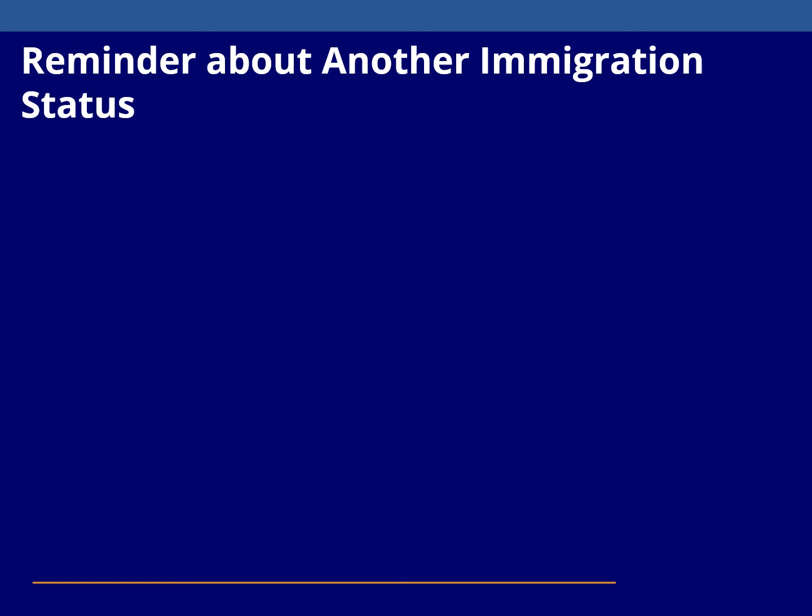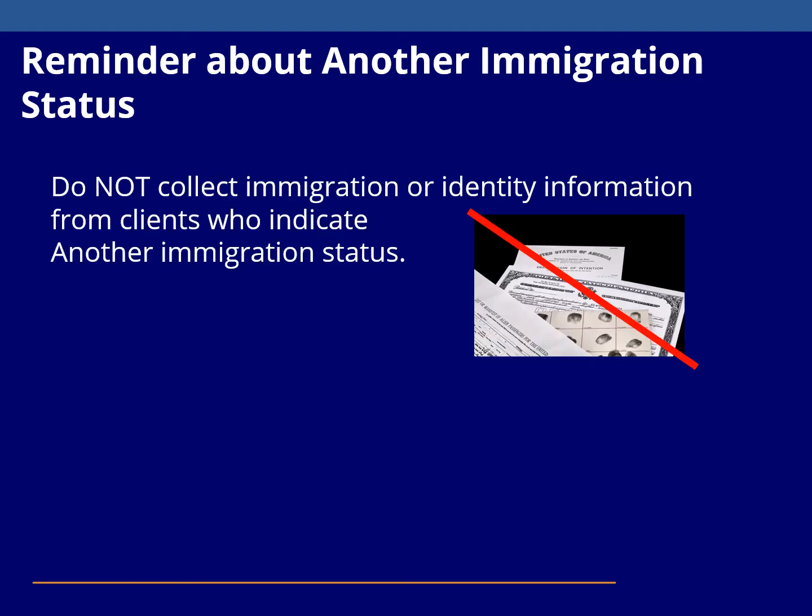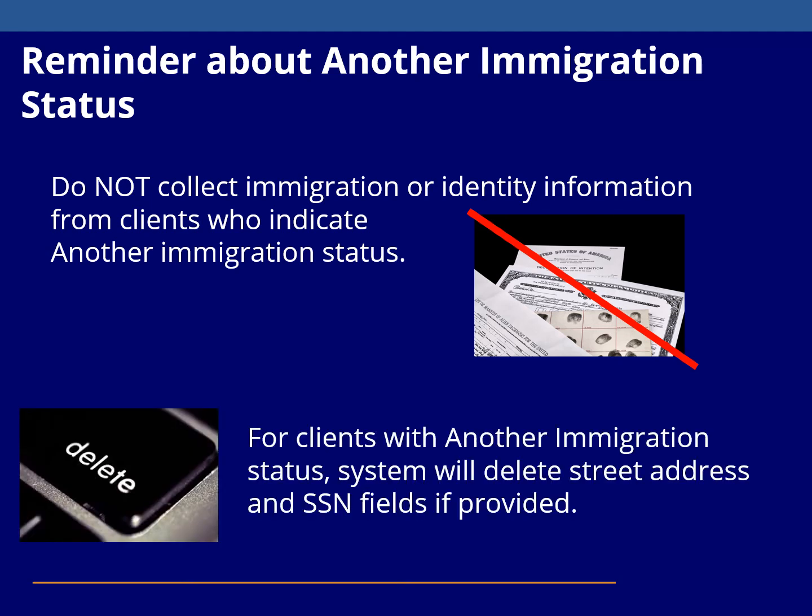And the last thing I want to cover is just a reminder that clients who indicate they have another immigration status do not need to provide proof of immigration status or identity, nor do they need to provide a street address or social security number. And if they do, the system will delete that information when you save the record. This is just an extra level of security for clients who are especially vulnerable.